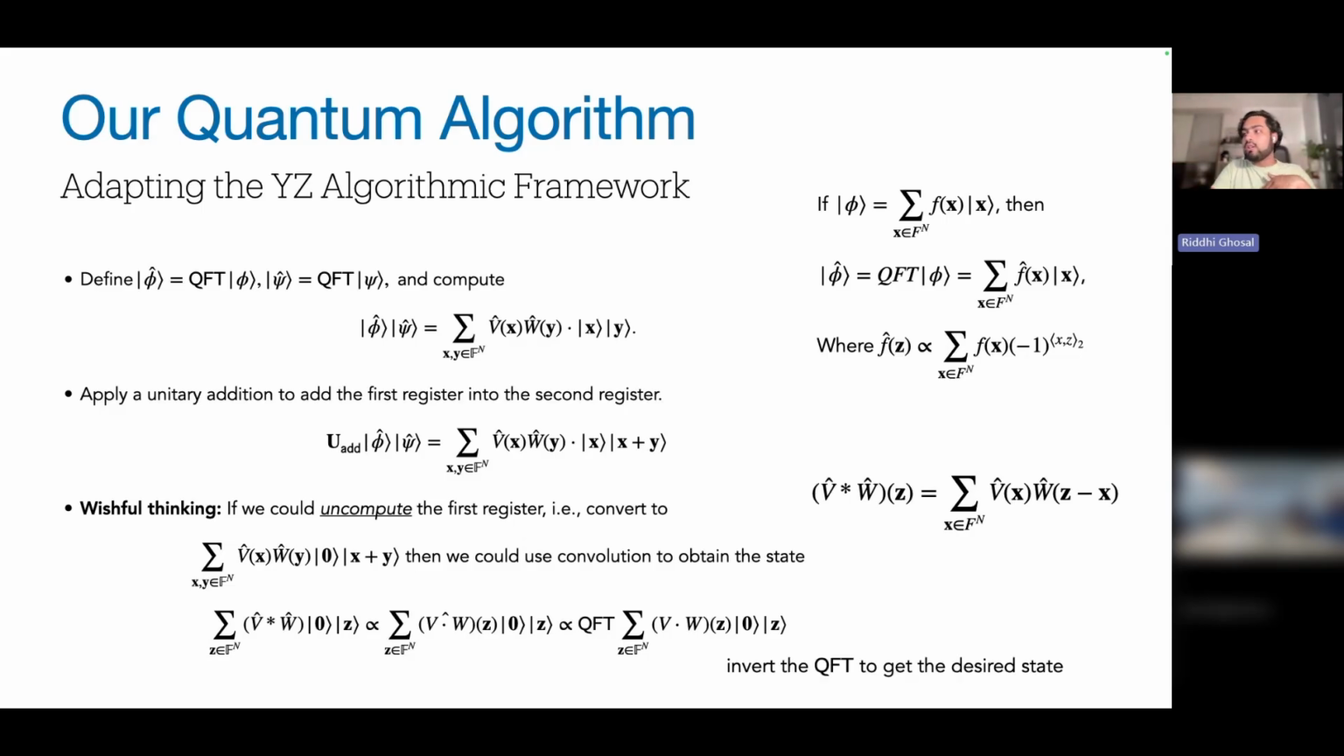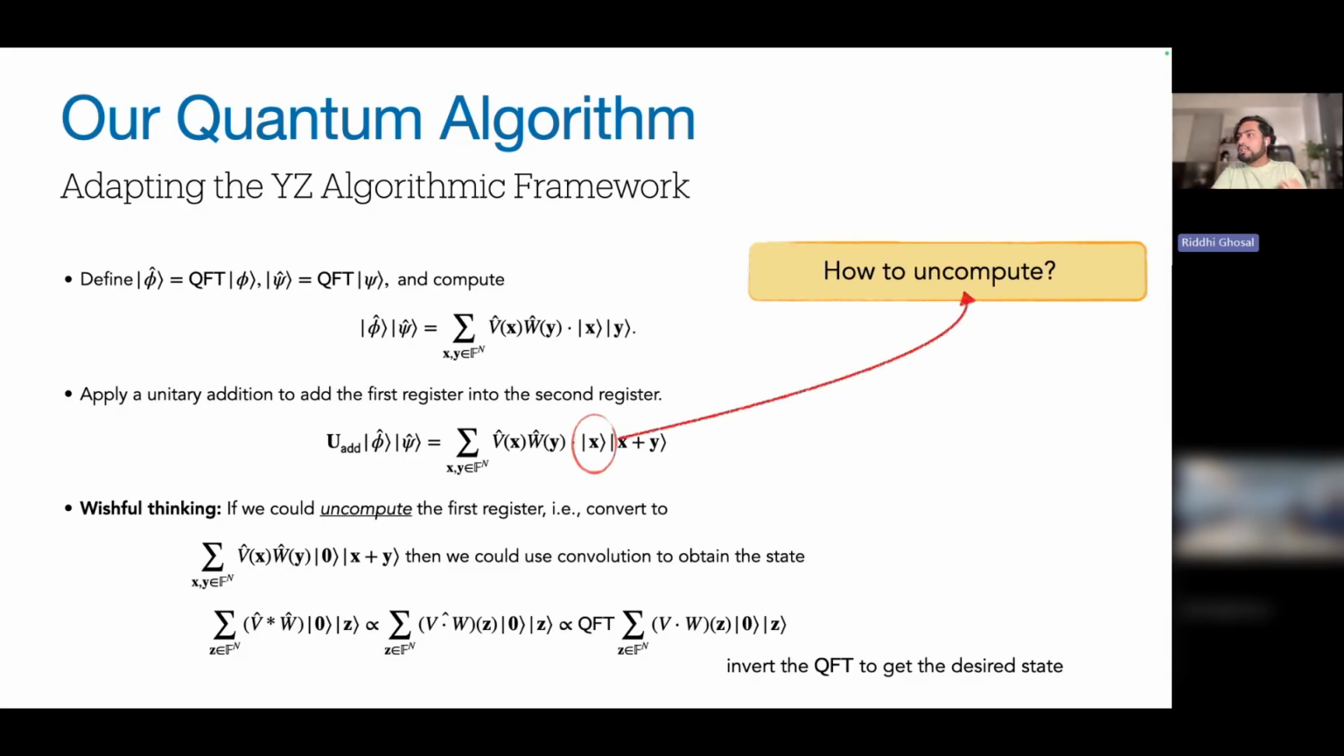And now once you have this QFT, you basically invert this QFT and you have the desired state. And then you measure and you get what you want. So this is effectively what is happening. This is the entire algorithm. The main question here is, how do you uncompute this x? Right? This seems to be the non-trivial part of this algorithm.